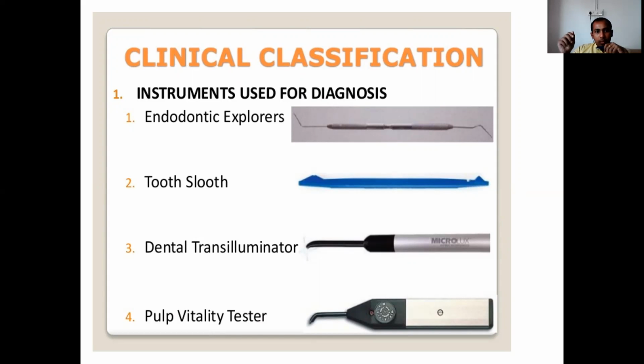root canal patency. Okay, and the second diagram which has been shown is the tooth sleuth. The tooth sleuth is mainly used to diagnose a clinical situation known as cracked tooth syndrome.